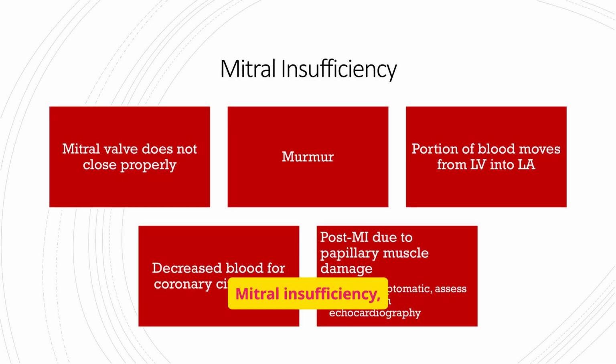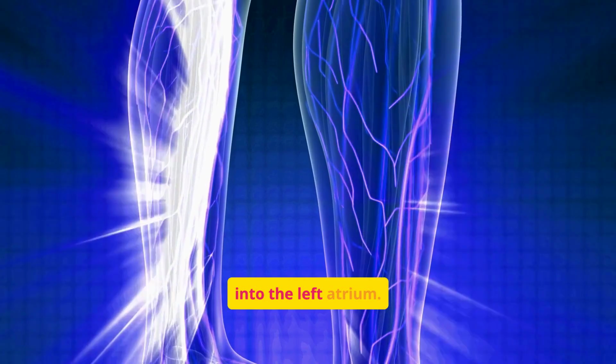Mitral insufficiency, also known as mitral regurgitation, occurs when the mitral valve doesn't close properly. This causes a portion of blood to move from the left ventricle back into the left atrium.